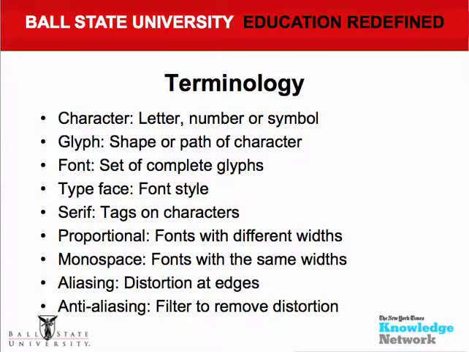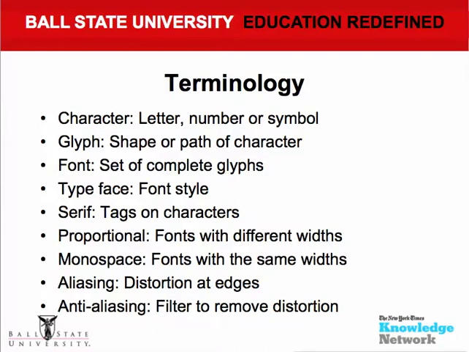Proportional fonts are fonts with different widths. So fonts where each character has its own width. Monospace fonts are fonts with the same width. So fonts in which each character gets the same width regardless of what character it is. And we'll look at an example in the next slide.